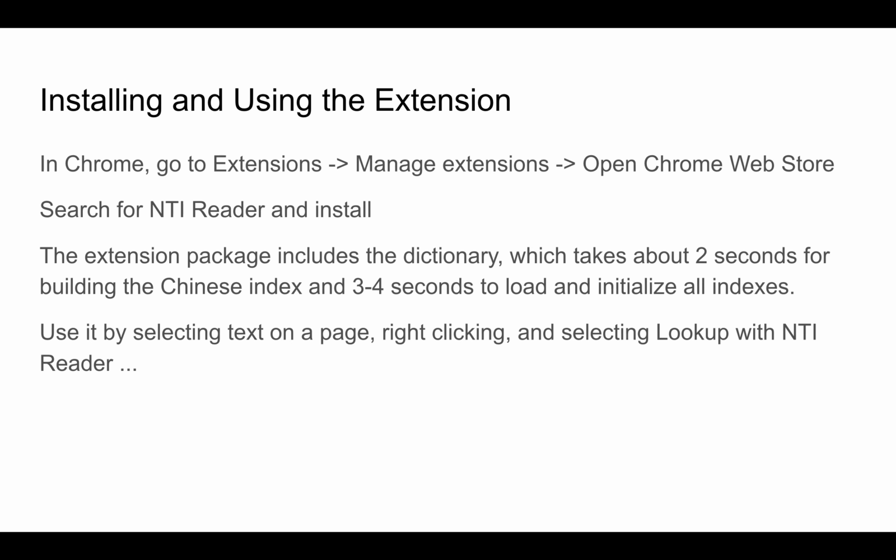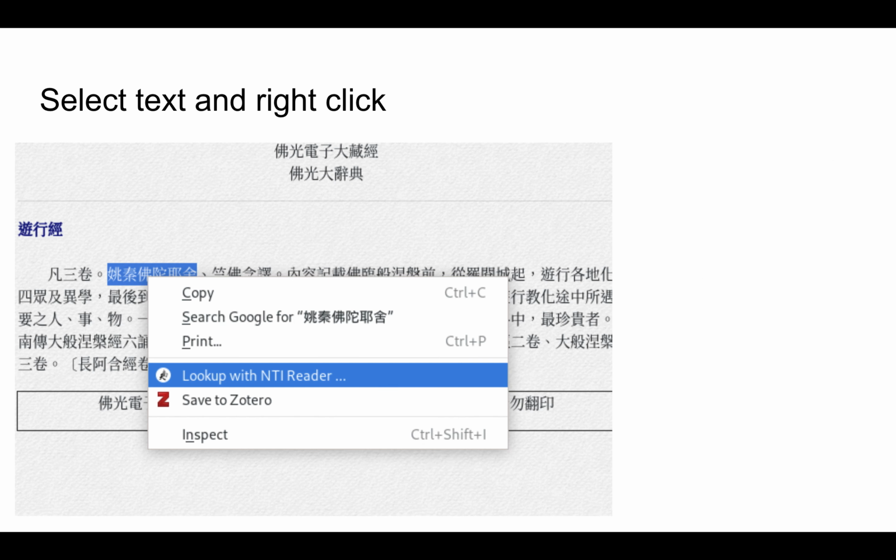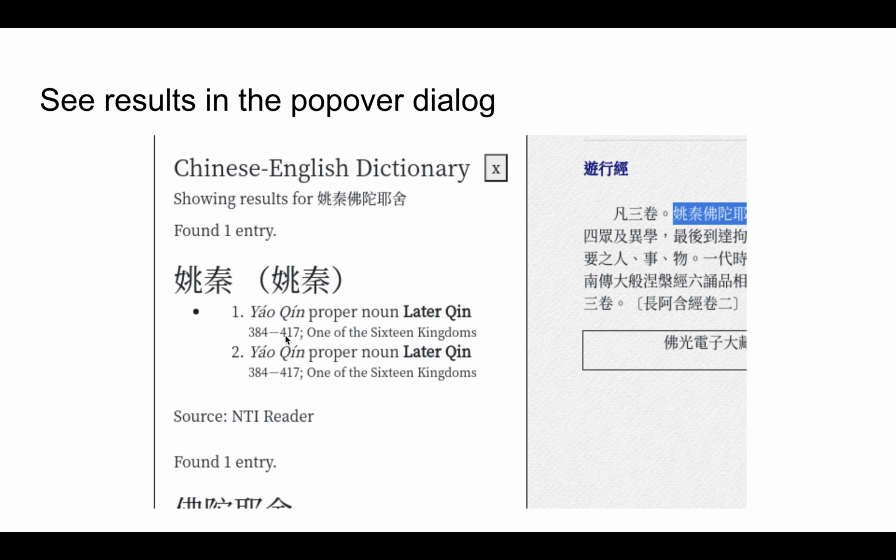You can use it by selecting text on a page, right-clicking, and selecting Lookup with NTI Reader. That's what it looks like. Here we see the context menu, we see the selected text, and then we see the menu item, Lookup with NTI Reader. When you click on that, you'll see a dialog pop up that looks like this.